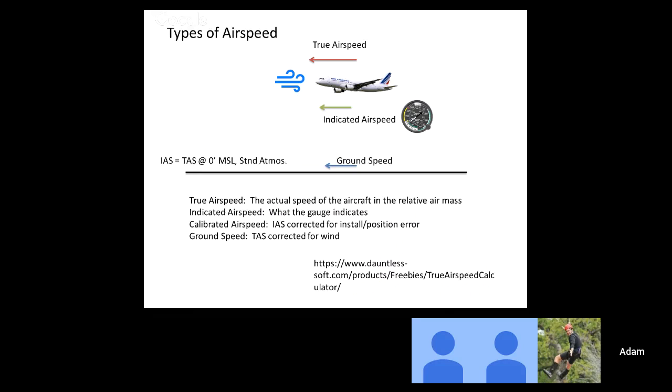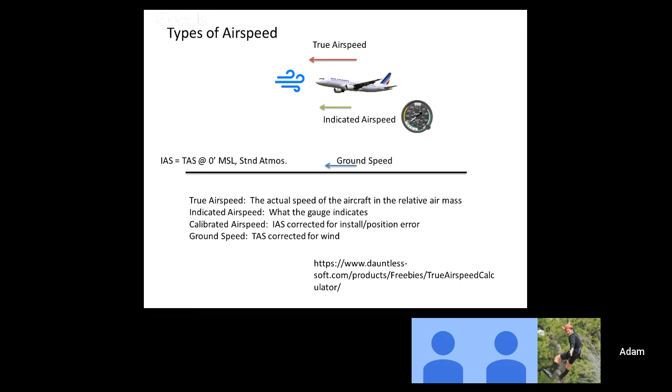So indicated airspeed, probably the simplest to understand, is simply what the gauge says. It really is just what the gauge tells you the airspeed is. That is indicated airspeed. If air traffic control asks you what your indicated airspeed is, you tell them whatever's on the gauge.